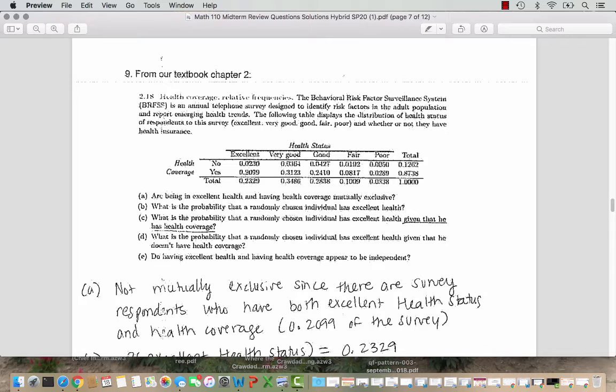Question 9 is a two-way table from textbook chapter 2. I think that's in the old edition. In our current edition, this was covered in chapter 3. They changed chapter numbers recently.